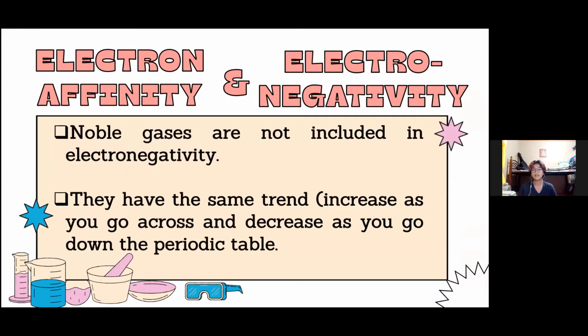Also, noble gases are not included in electronegativity for the reason that they don't want any electrons because they have a complete valence shell. They also have the same trend, increasing as you go across and decreasing as you go down the periodic table. It's just like what was mentioned in the previous slides.